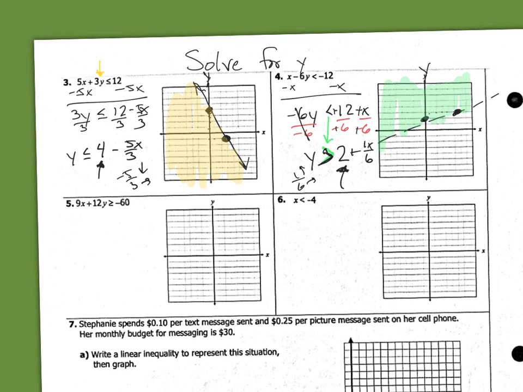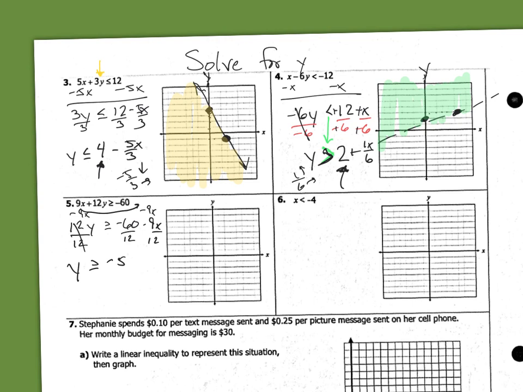One more complicated one and then one easy one. Again, this belongs over here, so we're going to subtract it. So we have 9x over here and a minus 9x over here. So 12y is greater than or equal to -60 minus 9x. Divide by 12. We're dividing. It's not negative. Do not flip it. So y is greater than or equal to -5.